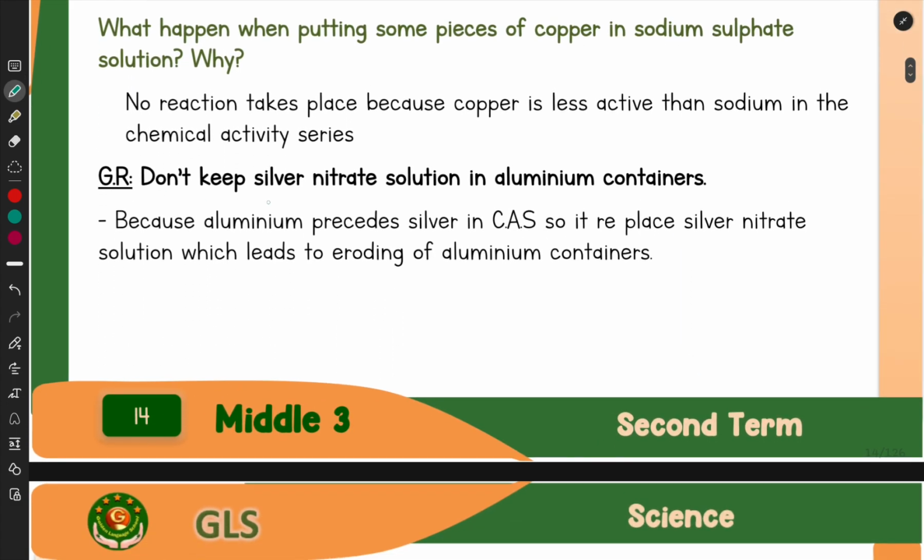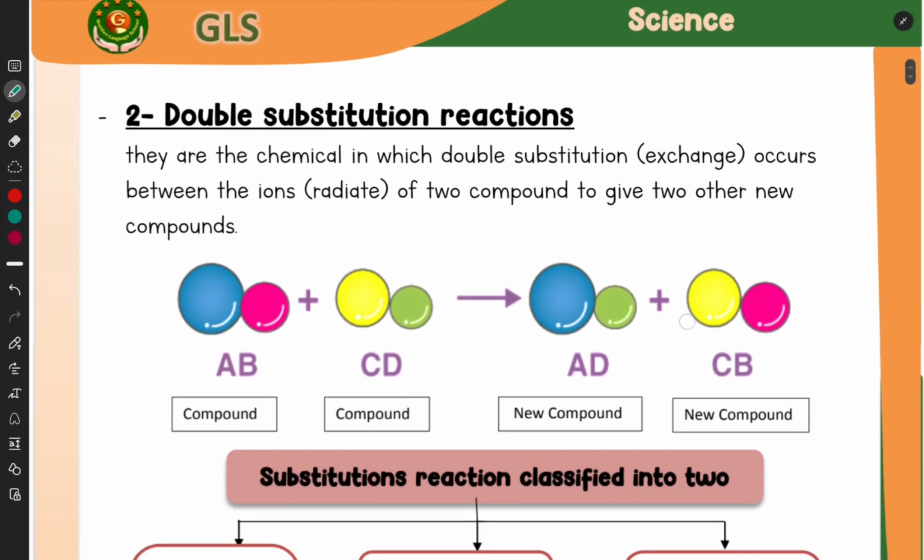Okay, what about this? Give reason: don't keep silver nitrate solution in an aluminum container. Why? Because aluminum precedes silver in the chemical activity series, so it will replace the silver in the silver nitrate solution, which leads to the formation of aluminum nitrate and the destruction of the container.